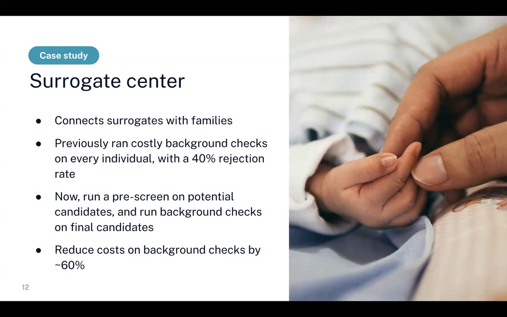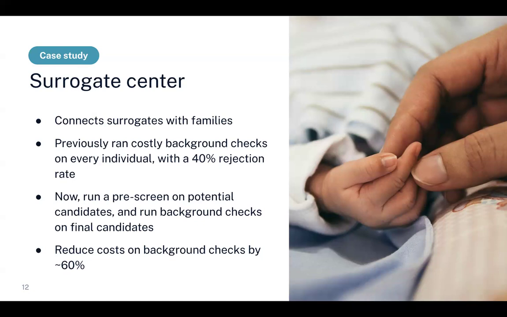So, for example, one of our customers is a surrogacy center, as you see on the slide here. And they connect surrogates with families, right? So they used to run background checks on every surrogate and every family member. And what they found was nearly 40% of their candidates were being flagged or failing background checks. So, we think that conducting an extensive background check for surrogates and intended parents is super appropriate and important. But we also think that there could be an opportunity for significant cost savings, specifically for this customer, by screening out individuals we know would not pass a more thorough background check.